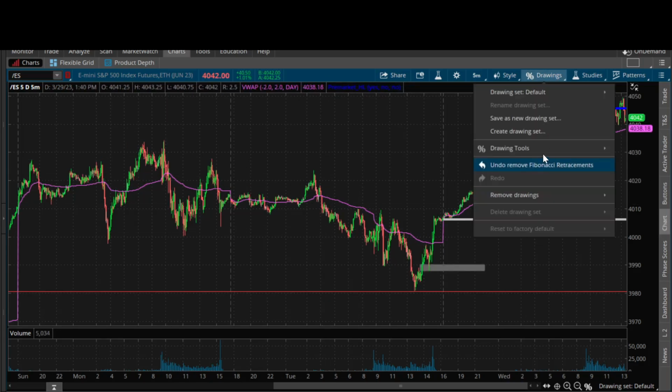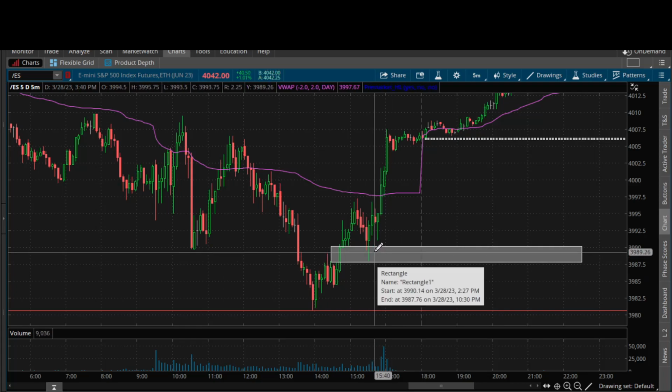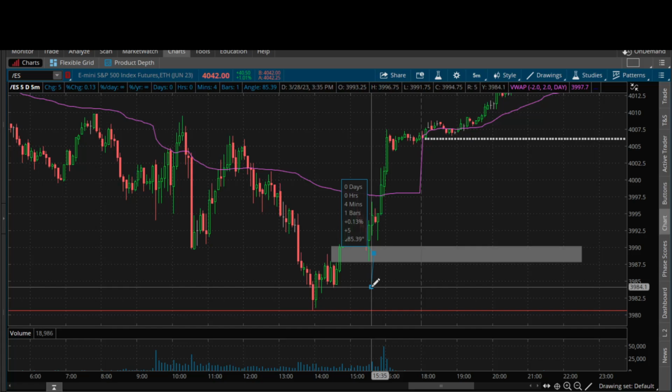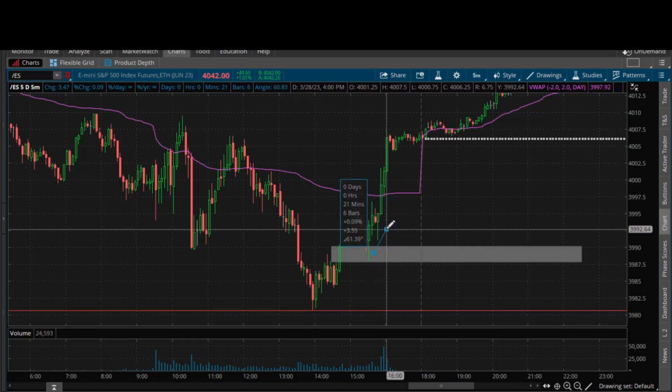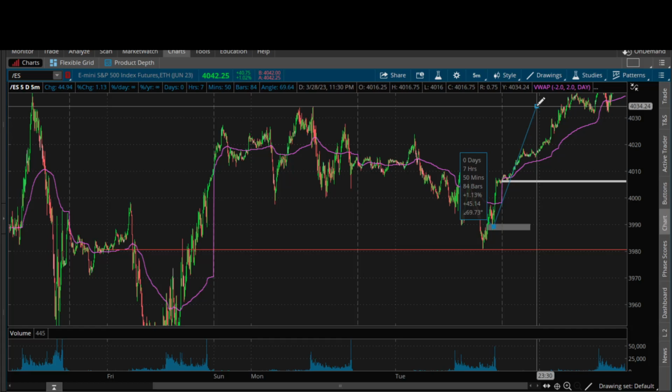Let's see how much. Say for example, you jumped in off that level, right? Let's put it right here. And let's say you keep your stop beneath the fair value gap. What is that? That's 5 handles. So that is 5 handles that you're risking. Your risk is 5 handles. And how much is the reward? I mean, that's 45 handles. That's 45 handles.